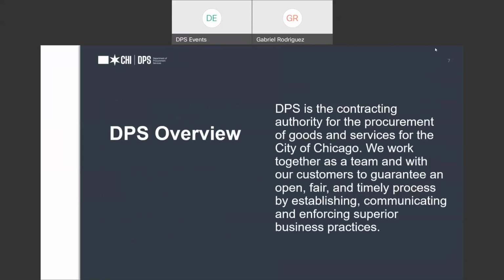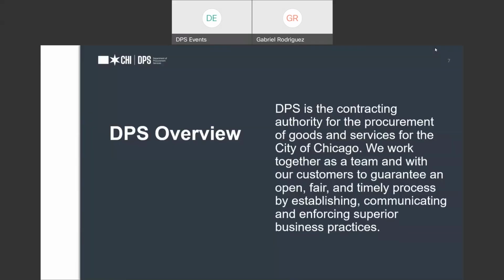First, DPS overview. DPS is the contracting authority for the procurement of goods and services for the city of Chicago. We work together as a team and with our customers to guarantee an open, fair, and timely process by establishing, communicating, and enforcing superior business practices.